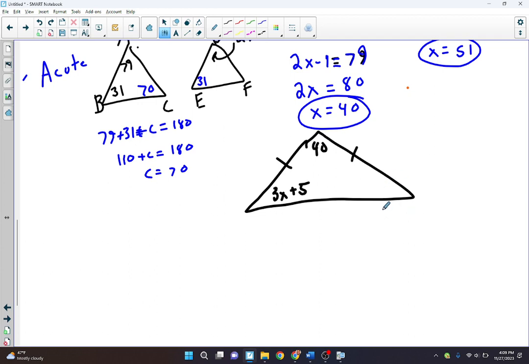If the two sides are equal, they equal each other. Then it would be with the other side that's equal. They equal each other. No, 3x plus 5 is not 40. The other side is 3x plus 5. The other side's also 3x plus 5.